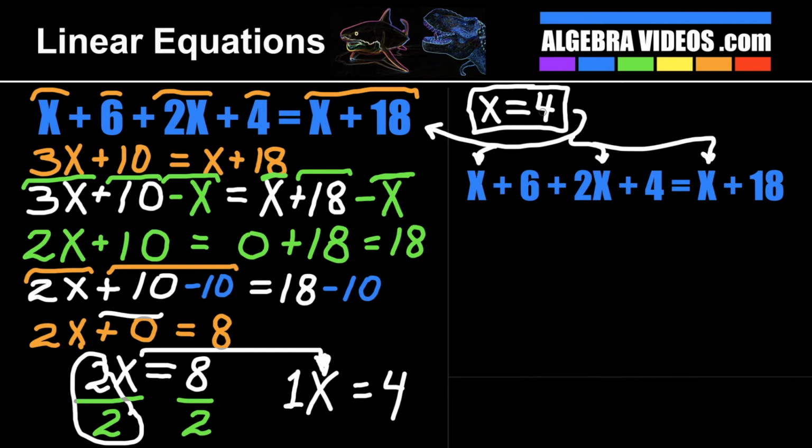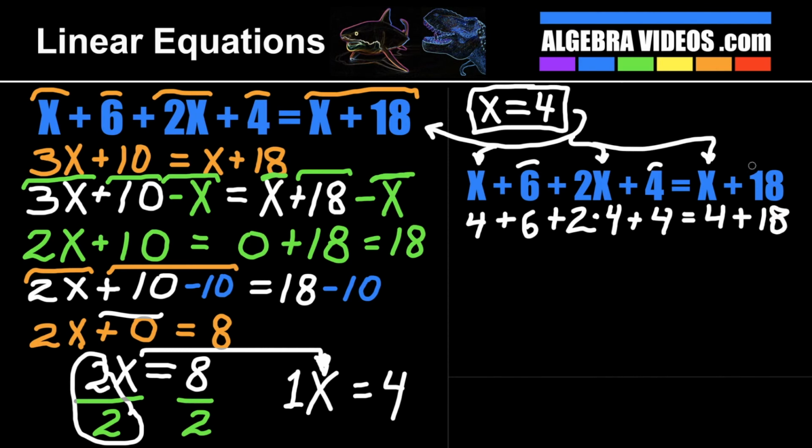So here we go. We're going to start plugging in our solution of x equals 4 right here. So the first x, we're going to plug in a 4 plus 6. That's this 6 right here. Plus 2x. And our x is 4, so I'm going to say 2 times 4 plus 4, just rewriting that 4 right there, equals, on the right side, x, we're going to plug in a 4 again, and then plus 18. Just rewriting this 18 right here.